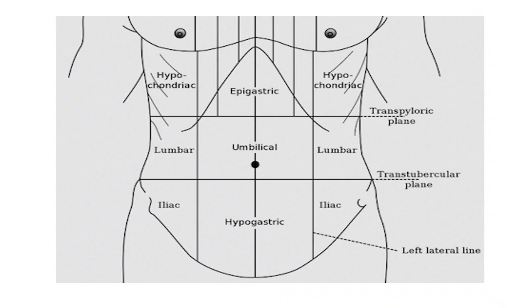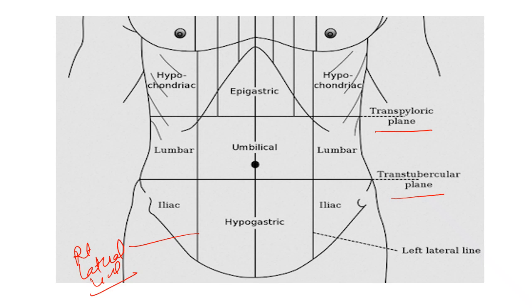So the abdominal area is divided into 9 quadrants, 1, 2, 3, 4, 5, 6 and 7, 8, 9, by two horizontal planes, one is the transpyloric plane, one is the transtubercle plane, and two vertical lines, that is the right lateral line and the left lateral line.